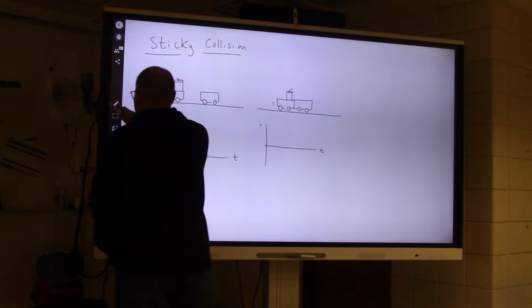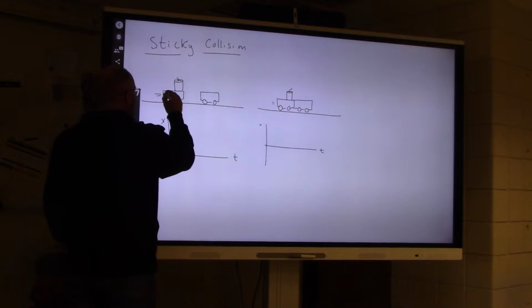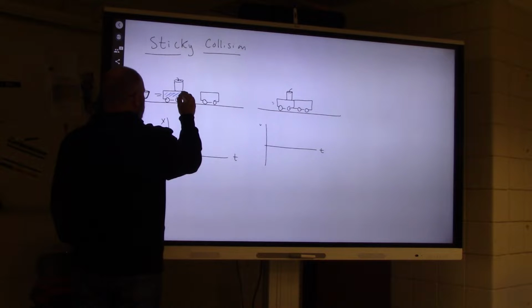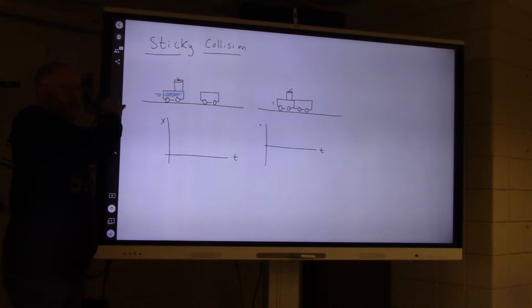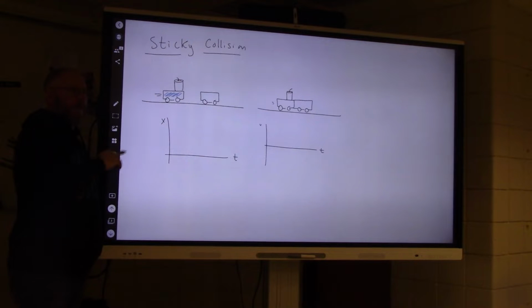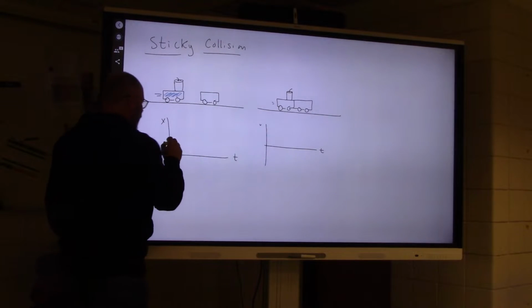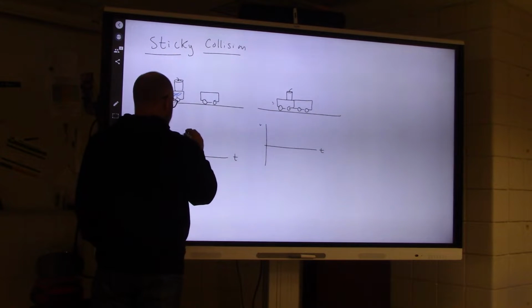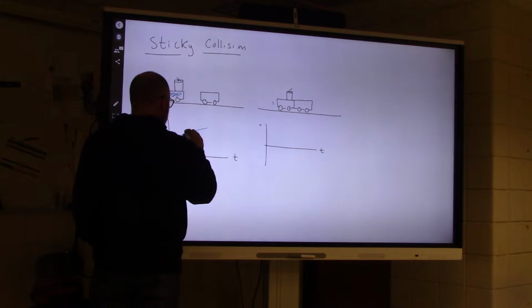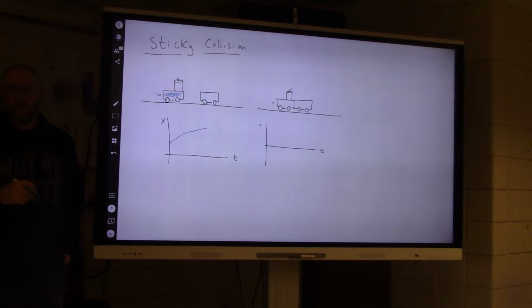All right. Now, the sensor is over here, so this car is moving away from the sensor. So it's moving away kind of fast. It's still moving away, but it's less steep. What does that mean about the speed? It's slower, that's right. So during the collision, it definitely slows down.